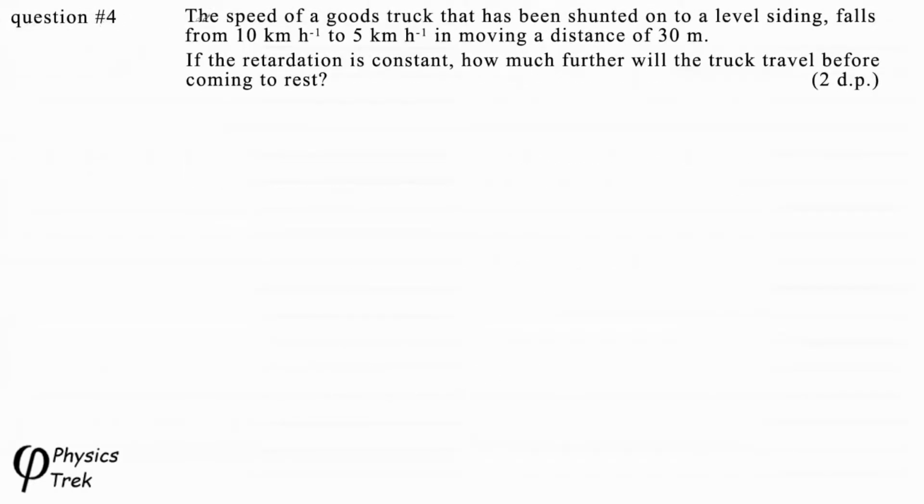Question 4. The speed of a goods truck that has been shunted onto a level siding falls from 10 km per hour to 5 km per hour in moving a distance of 30 meters. If the retardation is constant, how much further will the truck travel before coming to rest? Answer to 2 decimal places.